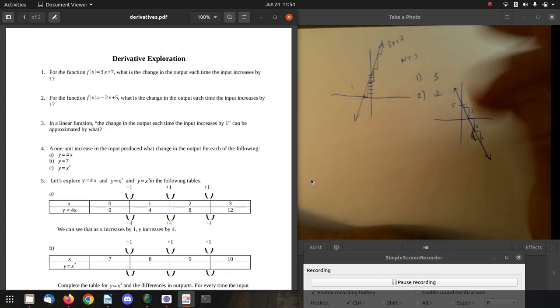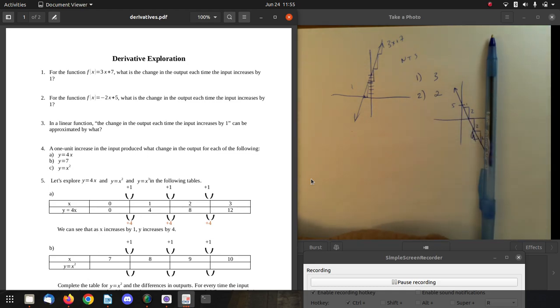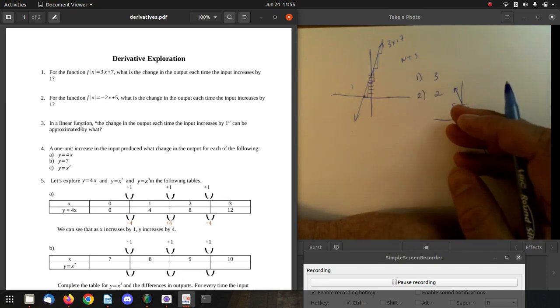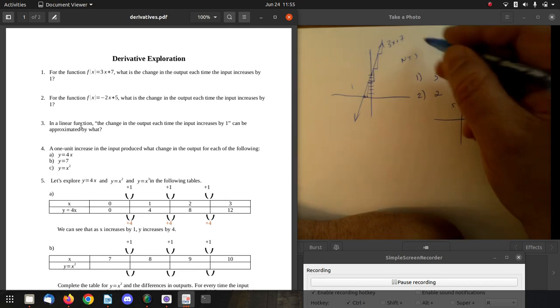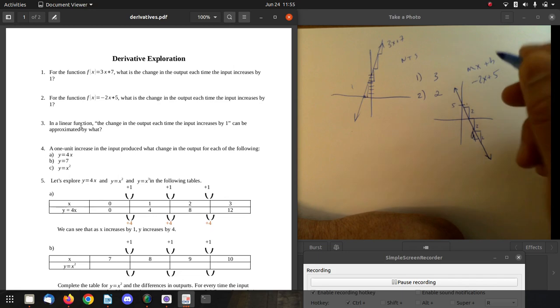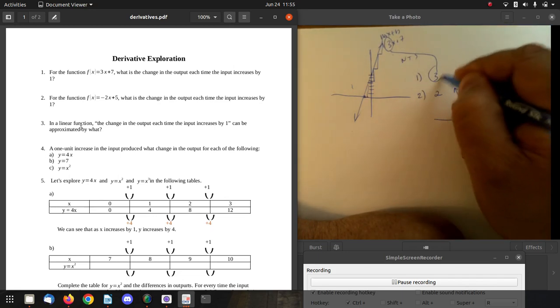These are Algebra 2 based questions, and they're trying to jump from Algebra 2 into giving you a little time to reflect upon what you've learned in these most recent chapters. Then number 3: in a linear function, the change in the output each time the input increases by 1 can be approximated by what? In both of these cases, when we increase by 1, what represents that? Well, 3x plus 7 and negative 2x plus 5 are both in slope-intercept form, mx plus b.